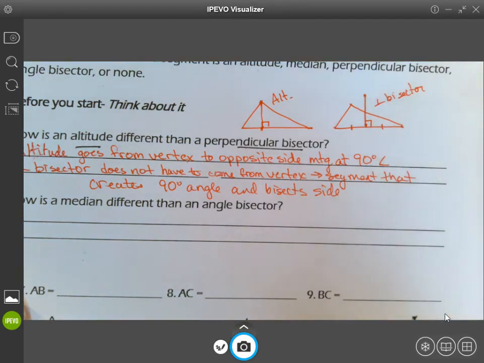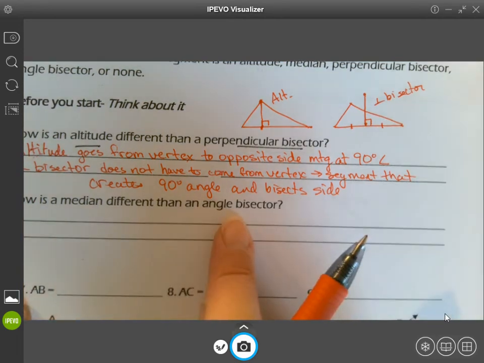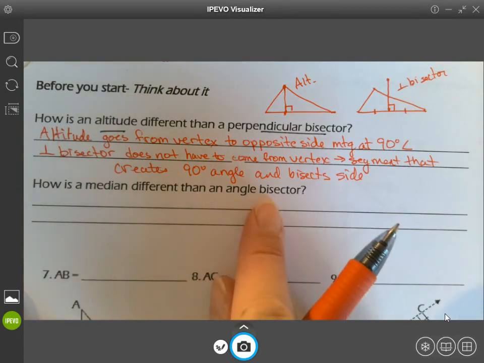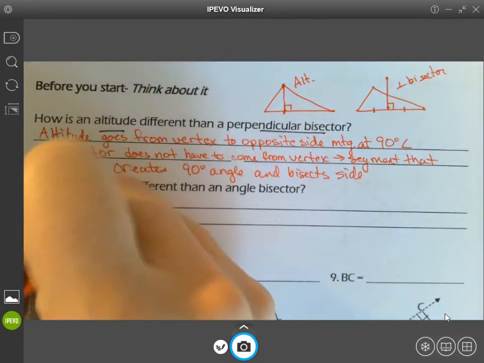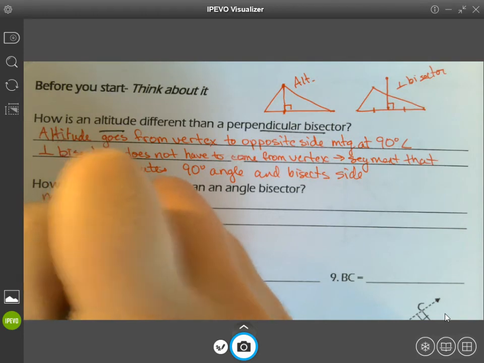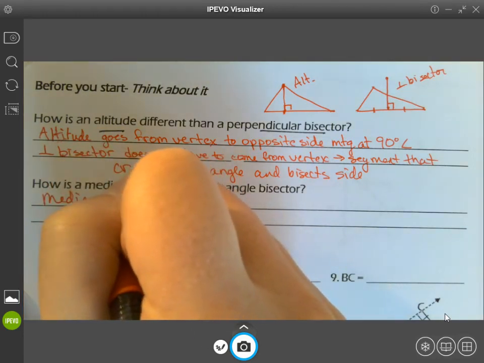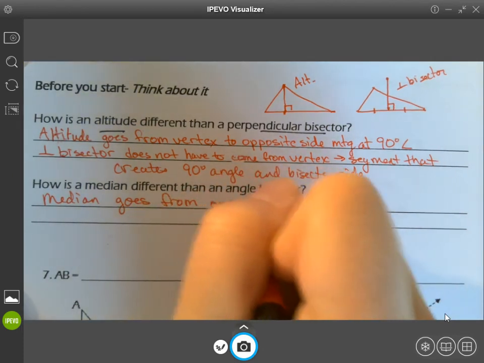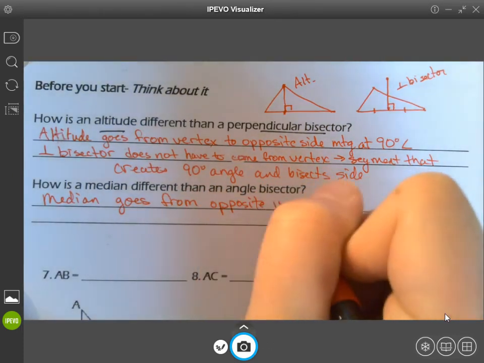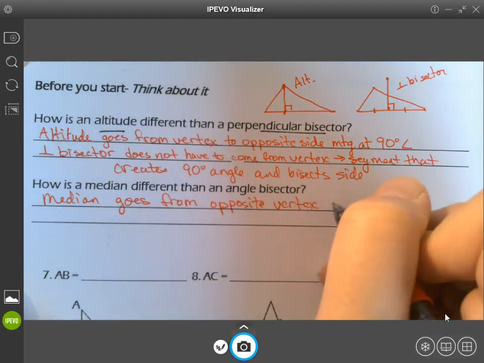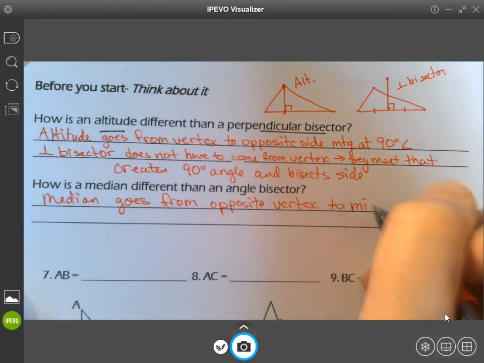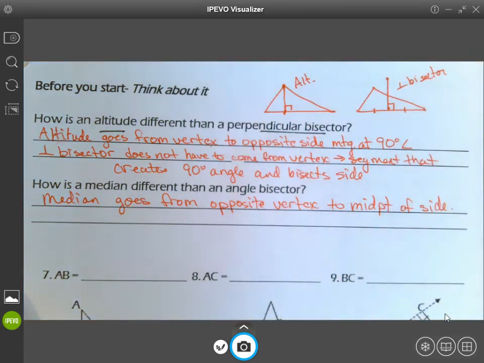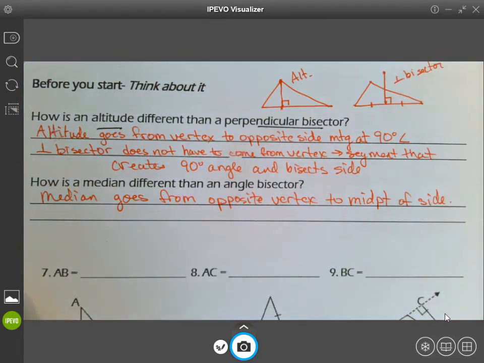Okay, so how is a median different than an angle bisector? Well, a median cuts a line in half, and an angle bisector cuts an angle in half. So median goes from opposite vertex to midpoint of side. So we're splitting a segment in half.